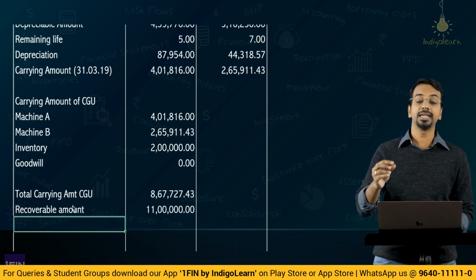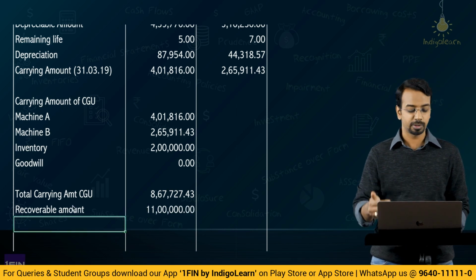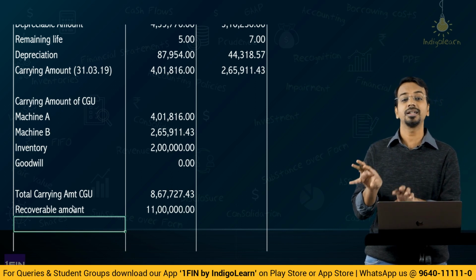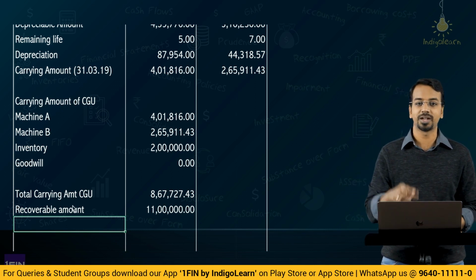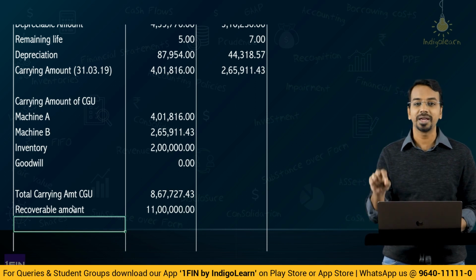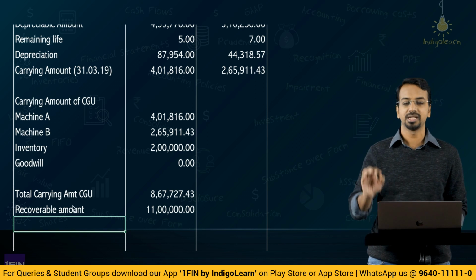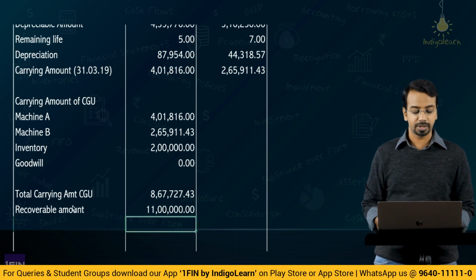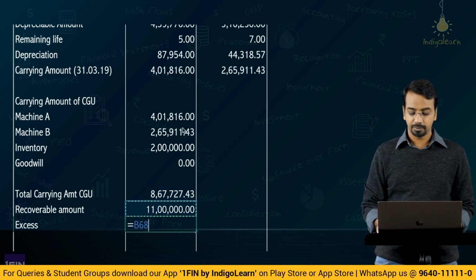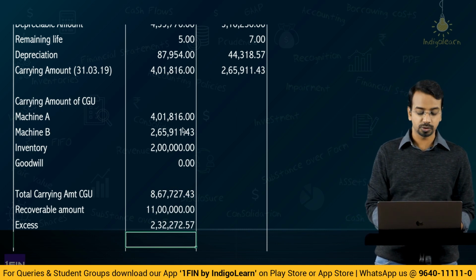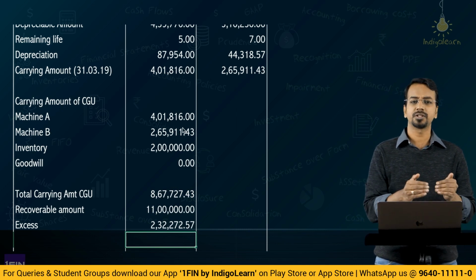So definitely there is an indication that recoverable amount is greater than the carrying amount, and assuming that the other conditions of reversal of impairment are satisfied, that is there are indicators of reversal of impairment and the estimates of recoverable amount have changed, because of which we can reverse the impairment loss. Now how much can we reverse the impairment loss? Now if you see, what is the excess? 11 lakhs minus 867,727, excess comes to 2,32,272. Can we reverse this entire amount?